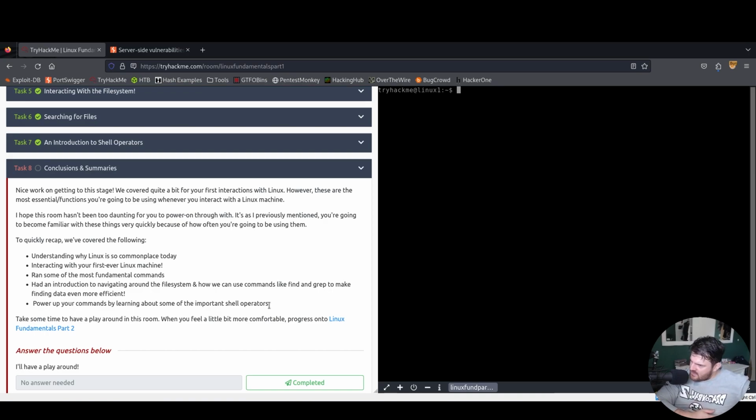Power up your commands by learning about some of the important shell operators. We have the ampersand, the double ampersand, the greater than, and the double greater than symbols. Take some time to have a play around in this room. When you feel a bit more comfortable, progress into Linux Fundamentals Part 2.